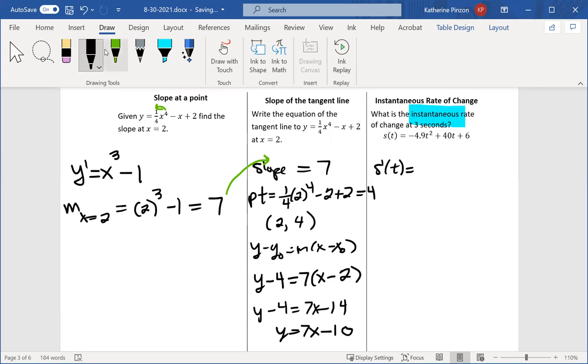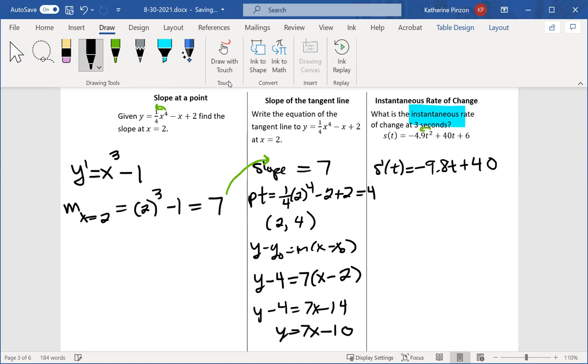This is a little bit harder because I have to do negative 4.9 times 2. What do you get when you do negative 4.9 times 2? 9.8, yep. And what's the power going to be now? 1, because 2 minus 1 makes 1. Plus derivative of 40t, 40. Derivative of 6, 0. So plus 40.